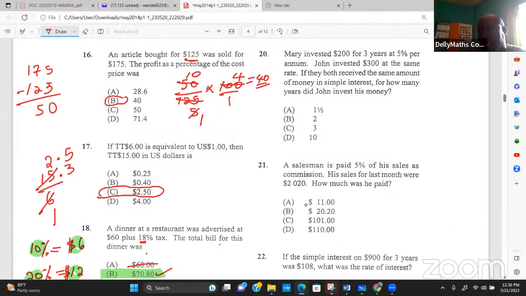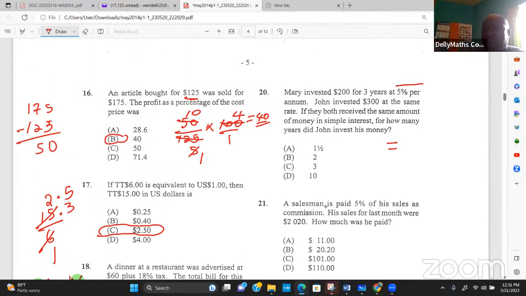It says, Mary invested $200 for 3 years, right? $200 for 3 years at 5% per annum. John invested $300 at the same rate. So you're talking about the same rate, 5, right? If they both receive the same money in interest, for how long did John invest? If I were you, I would set up 2 things. So interest, remember what interest is? Simple interest is actually, let me write it right here. Simple interest is your principal times the rate times the time over 100. That is simple interest, basically.